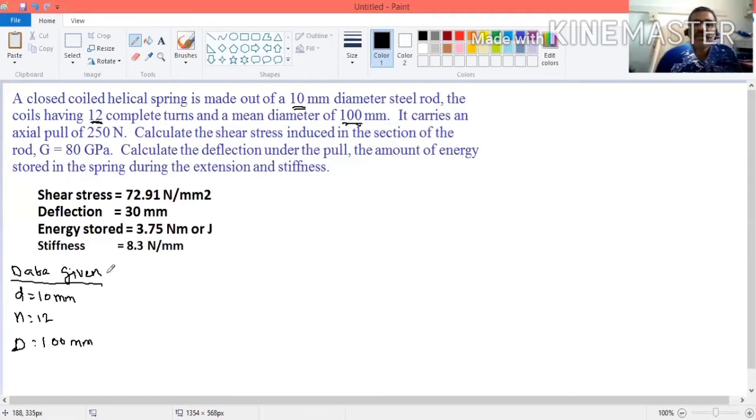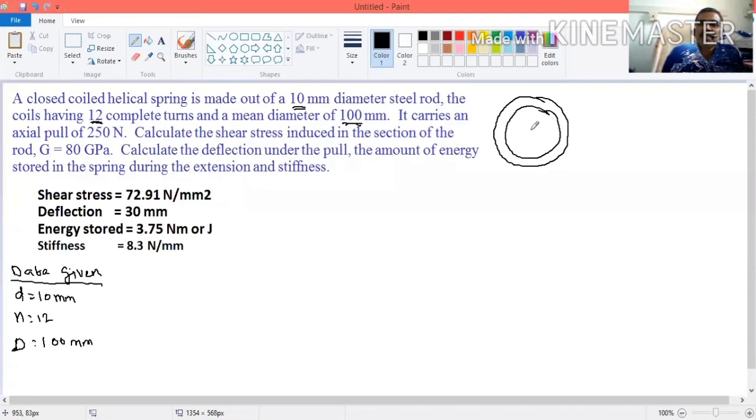What is meant by mean diameter? So now, this is a top view of the spring. It will be just like this. This will be the top view of the spring.